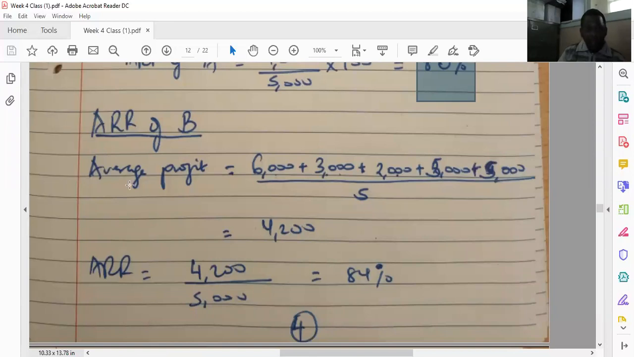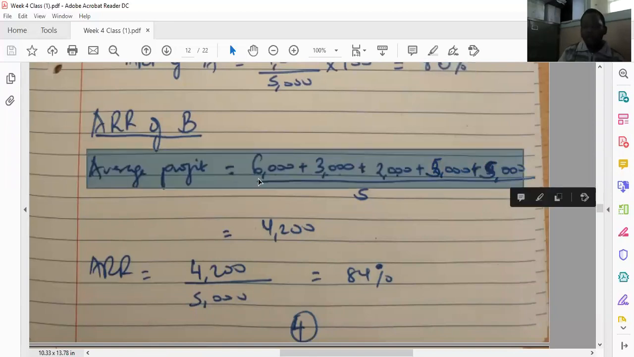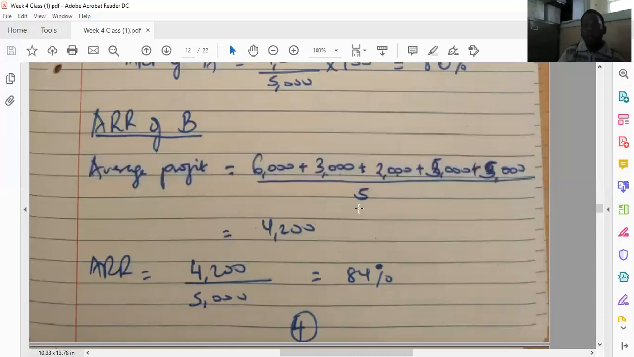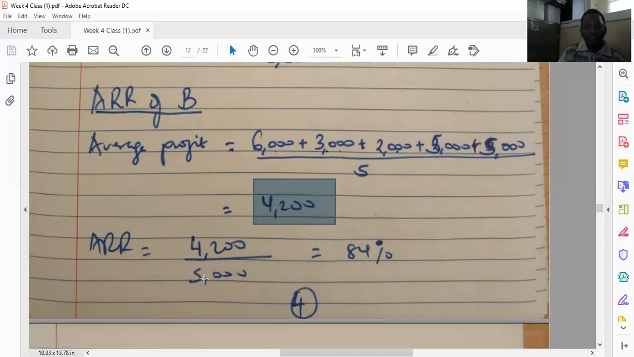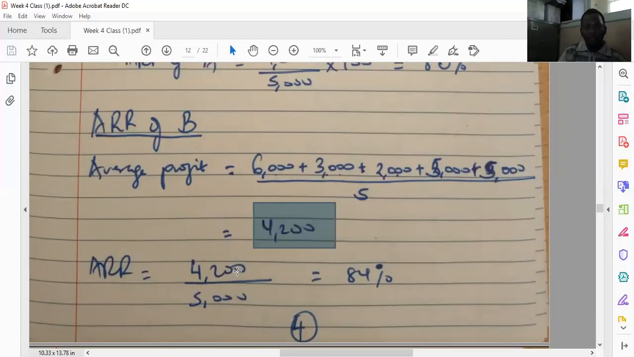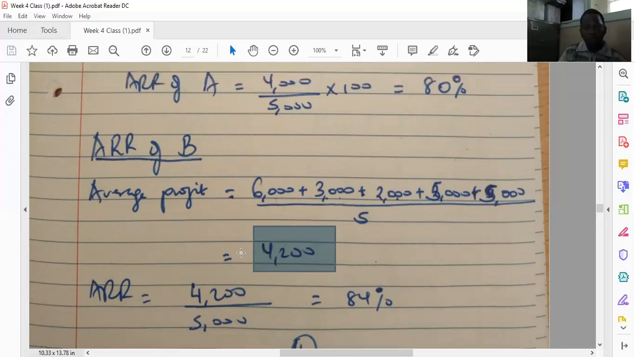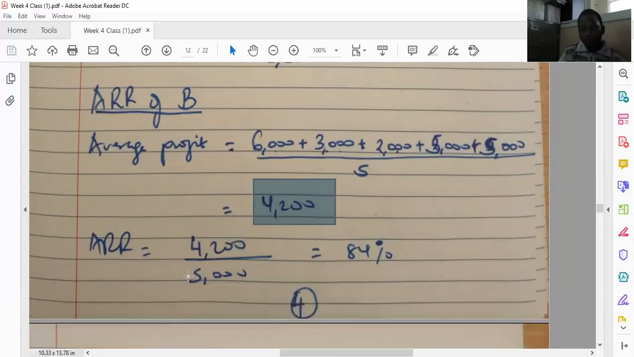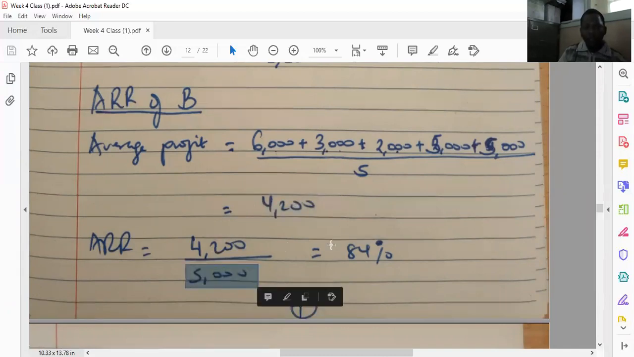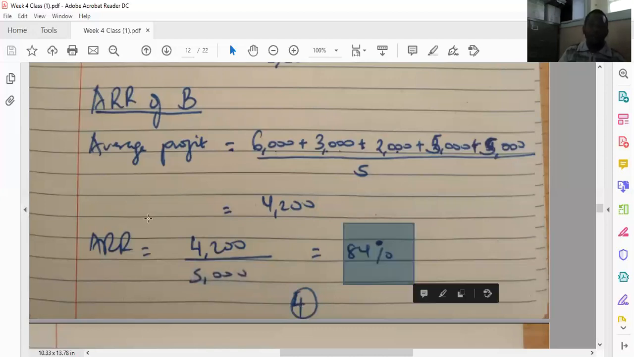So we get again the average profit. The average profit is basically the sum of all the cash flows divided by the number of years, which will give us 4,200. That is 6 plus 3 plus 2 plus 5 plus 5 divided by 5 will give us 4,200 shillings. And then our average investment is still the same as for project A. So the initial cost plus the scrap value divided by 2 is 10 plus 0 divided by 2, which gives us 5,000. So 4,200 divided by 5,000 will give us 84%, being the ARR of project B.